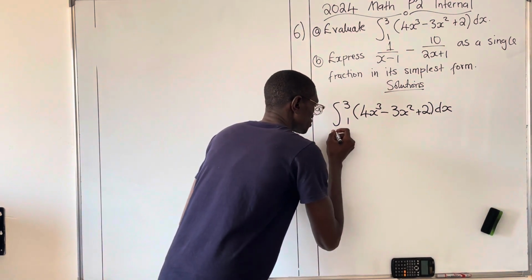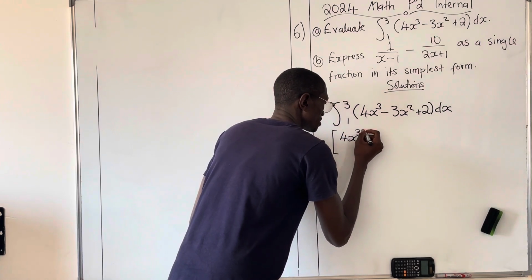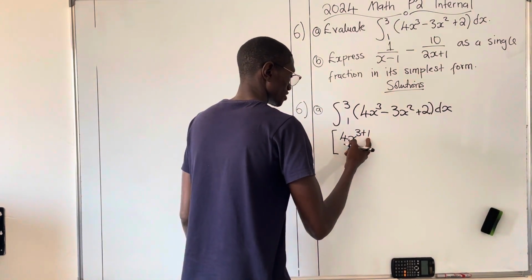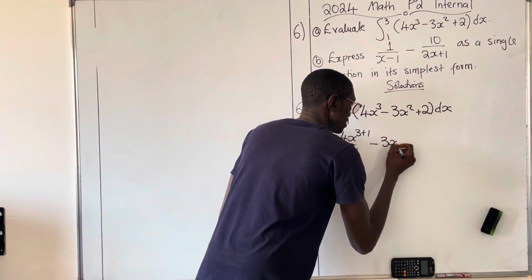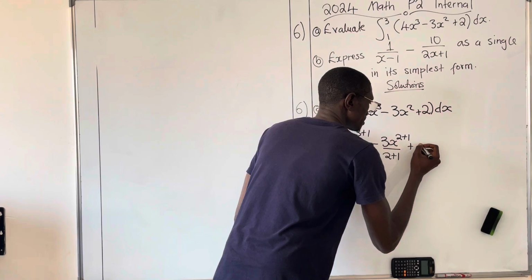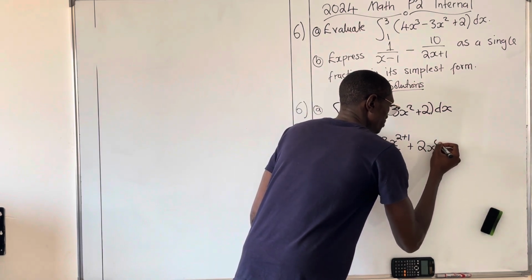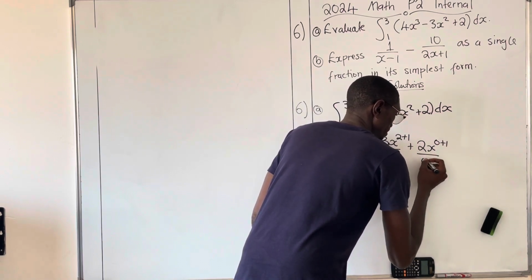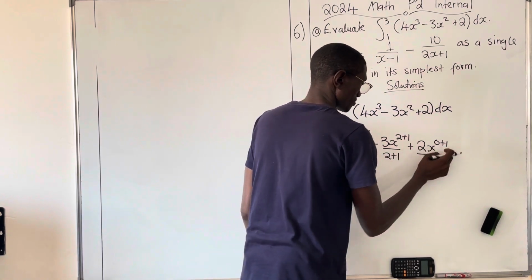So what we're going to do is open a big bracket like that. Then we say 4x to the power 3 plus 1 over 3 plus 1, because we said you add a 1 to the power of the variable x. And then minus 3x to the power 2 plus 1 over 2 plus 1, plus. When you are integrating a constant, you add an x raised to the power of 0, and then you add a 1, so we say over 0 plus 1 there. So what we have up there is what we have down there, and the same applies to that one there.